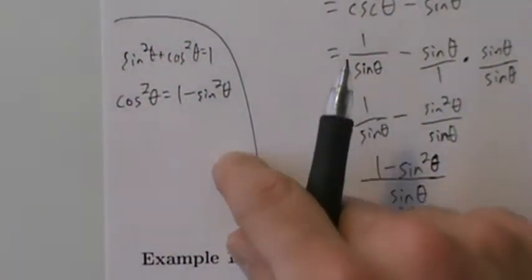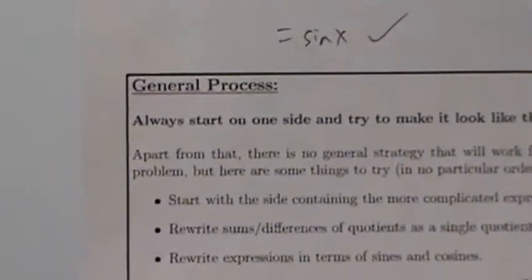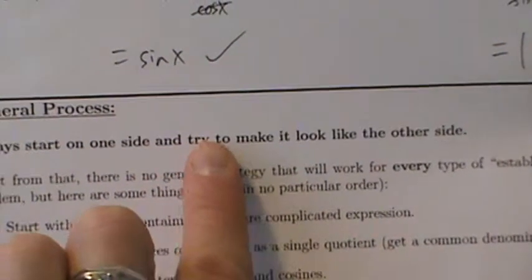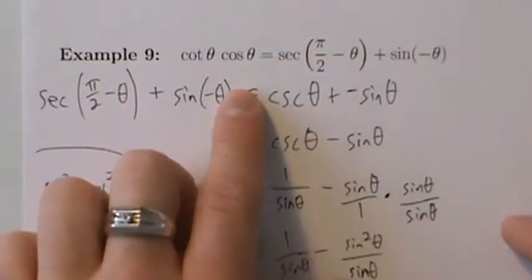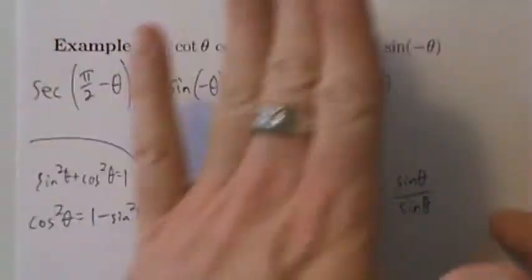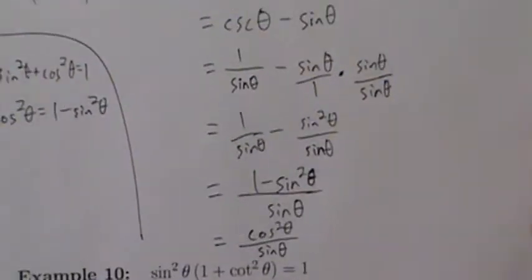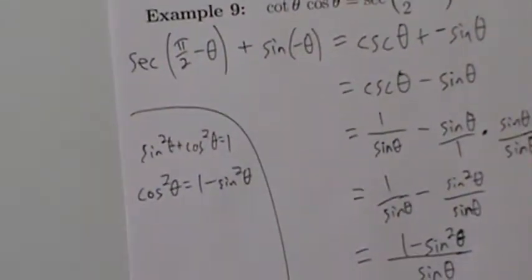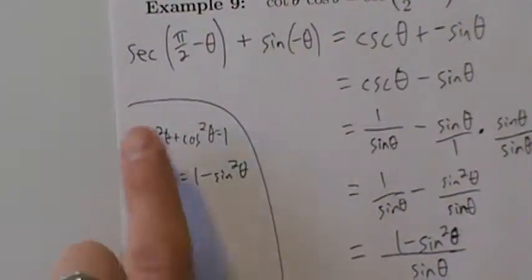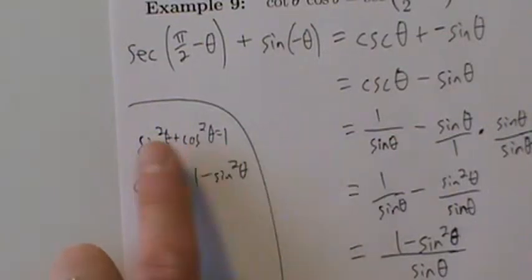Anyway, why is it okay to do that? You might be thinking, aren't we just supposed to work on one side and try to make it look like the other side? Yeah, for the identity that we're establishing. We just want to start on the right side, manipulate only that side, and make it look like the left. Do not mix these two sides together. But it's okay to do that for this because this is a previously established identity. It's just an equation that we're using to help us establish this one.